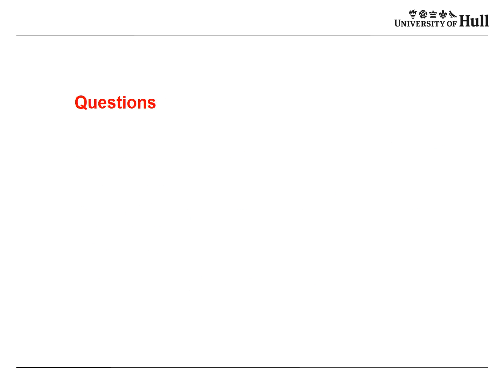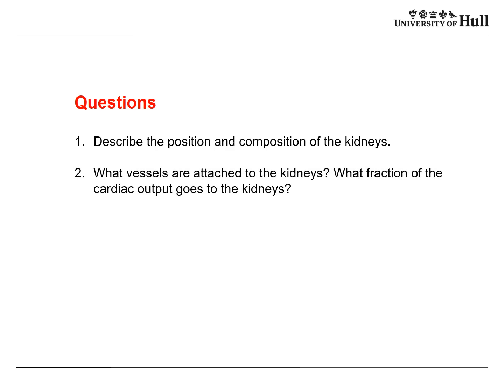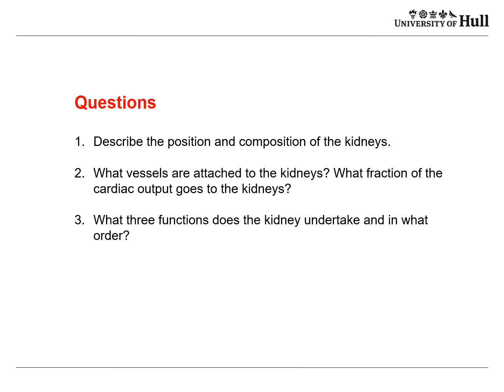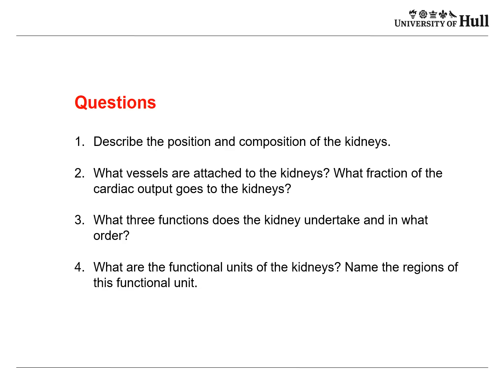Next, some questions. 1. Describe the position and composition of the kidneys. 2. What vessels are attached to the kidneys? What fraction of the cardiac output goes to the kidneys? 3. What 3 functions does the kidney undertake and in what order? 4. What are the functional units of the kidneys? Name the regions of the functional unit.